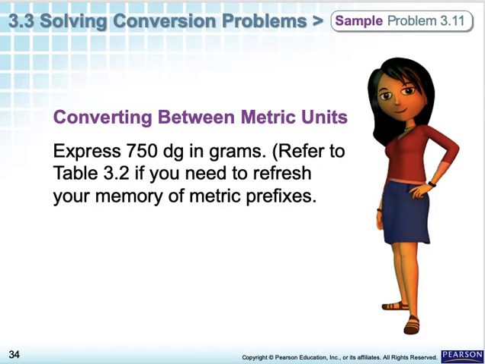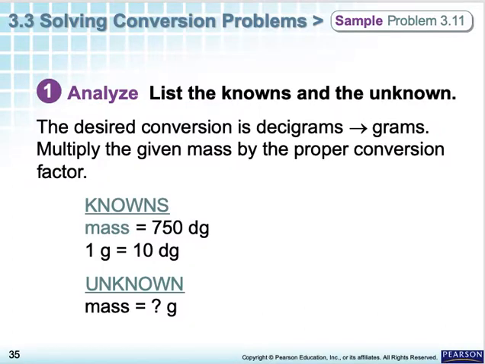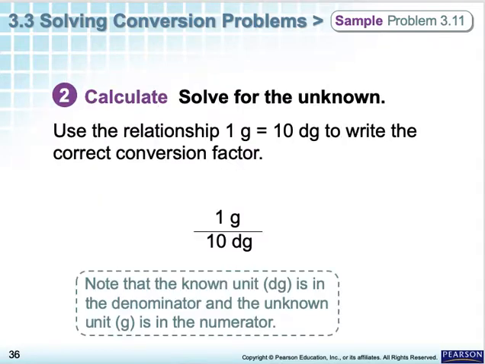Okay, so continuing on, we have this problem: express 750 decigrams in grams. I wouldn't use decigrams because I don't have that on my chart. But if you look at the table 3.2, you can see the metric prefixes. We have a mass that is equal to 750 decigrams, and 1 gram equals 10 decigrams, and we want to know the mass in grams. And so we're going to start.